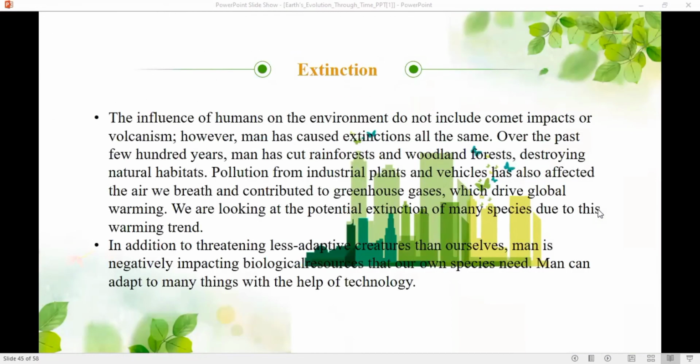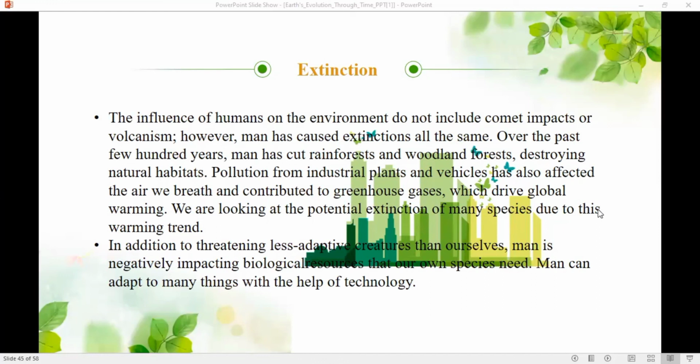The influence of humans on the environment does not include comet impacts or volcanism. However, man has caused extinctions all the same. Over the past few hundred years, man has cut rainforests and woodland forests, destroying natural habitats. Pollution from industrial plants and vehicles has also affected the air we breathe and contributed to greenhouse gases, which drive global warming. We're looking at the potential extinction of many species due to this warming trend.